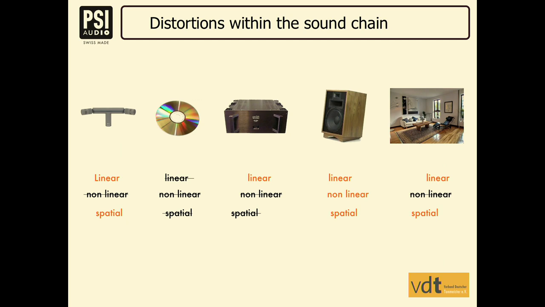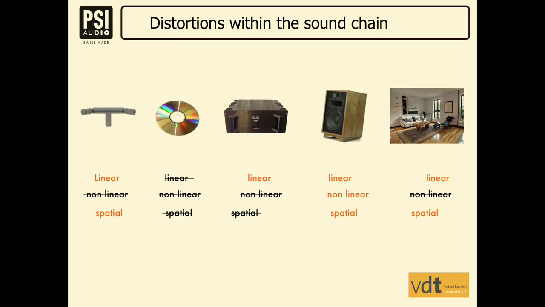But what's important to understand is in the recording, you normally have spatial and linear distortions. Then on storage of information, music, you don't have much distortions once it's stored. Reproduction, you can have some linear distortions. And in the loudspeakers themselves, you have linear, non-linear, and spatial. And then the room brings also distortions that are linear and spatial. So what I'm trying to show in this slide is that most distortions that you will have in reproducing music come from the loudspeaker itself out of the whole chain.